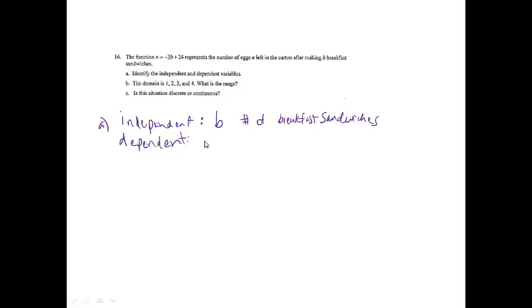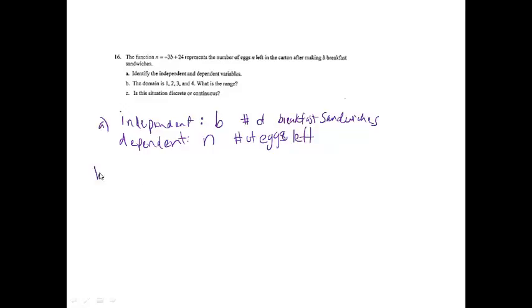So the independent variable will be b, which is the number of breakfast sandwiches. Okay, which means the dependent, how many eggs I have left in my carton, depends on how many breakfast sandwiches I made. So n is the number of eggs left.